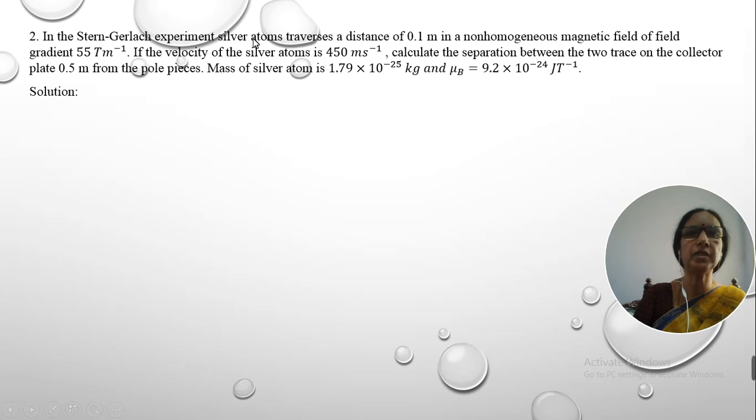In the Stern and Gerlach experiment, a silver atom traverses a distance of 0.1 meter in an inhomogeneous magnetic field of field gradient 55 Tesla per meter. The velocity is given directly in this problem, 450 meter per second. Calculate the separation between the two traces on the collector plate 0.5 meter from the pole pieces. The mass of the silver is given and the Bohr magneton is mentioned here. In the previous problem it was not mentioned, so again we have to remember this value also.